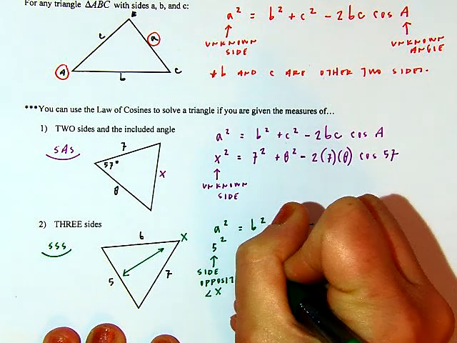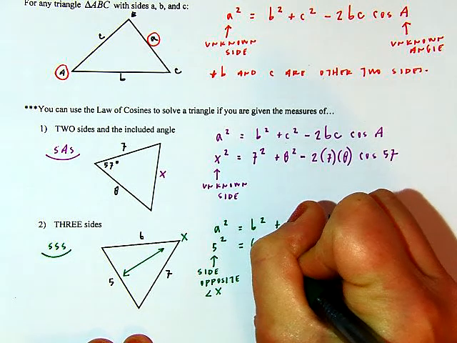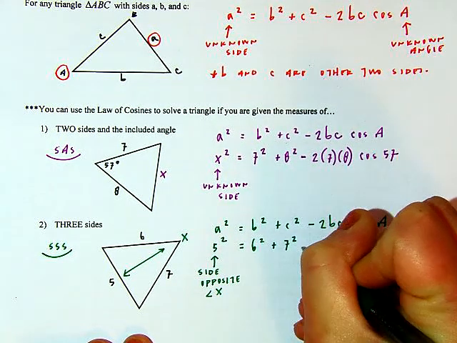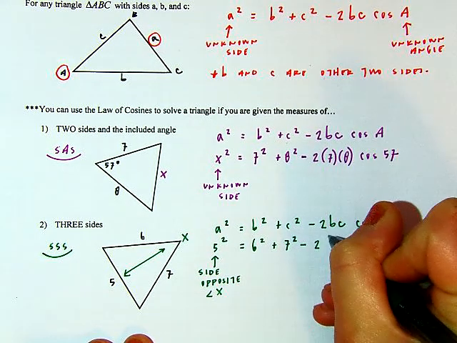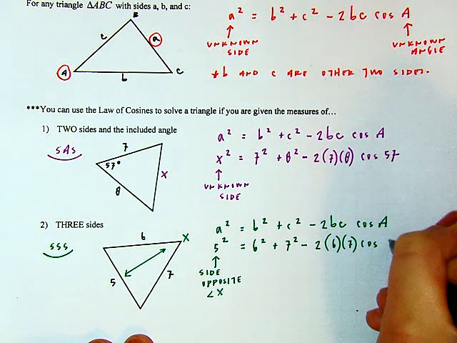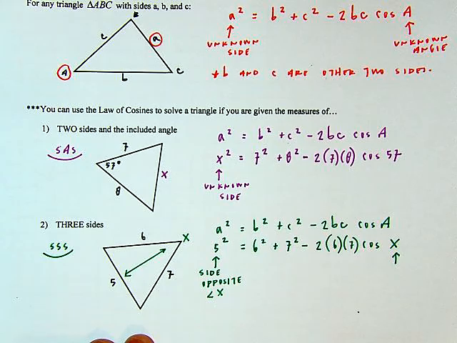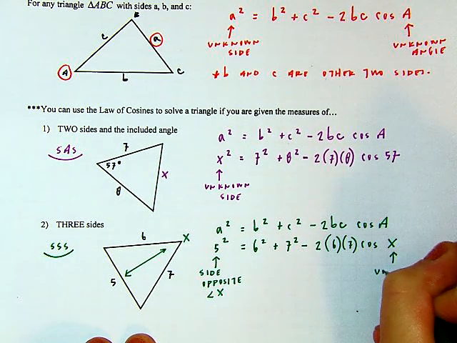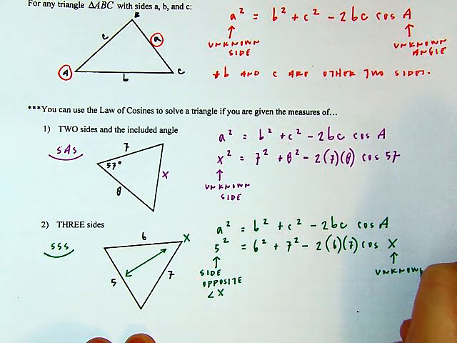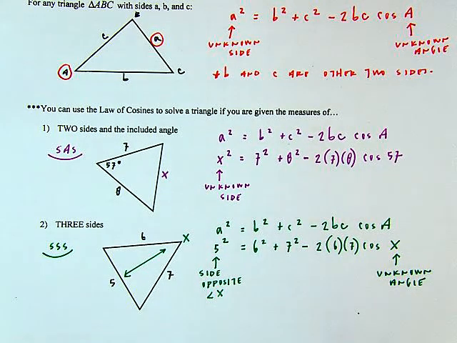All right, so 5 squared equals, well, the other two sides are 6 and 7. The order that I plug in does not matter. So 6 squared plus 7 squared minus 2 times 6 times 7 times cosine x. Right, that's what I want. I want the x. That's the unknown angle. All right, and then from this point, it's really just an algebra problem where I'm working to isolate that unknown.